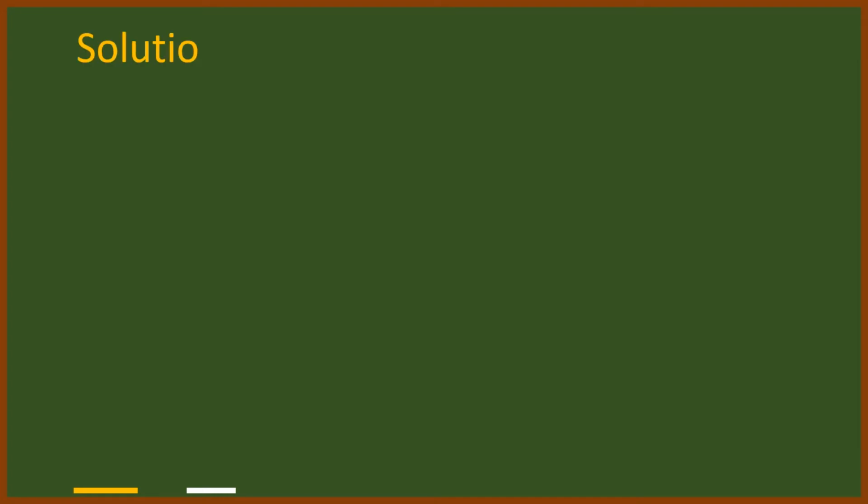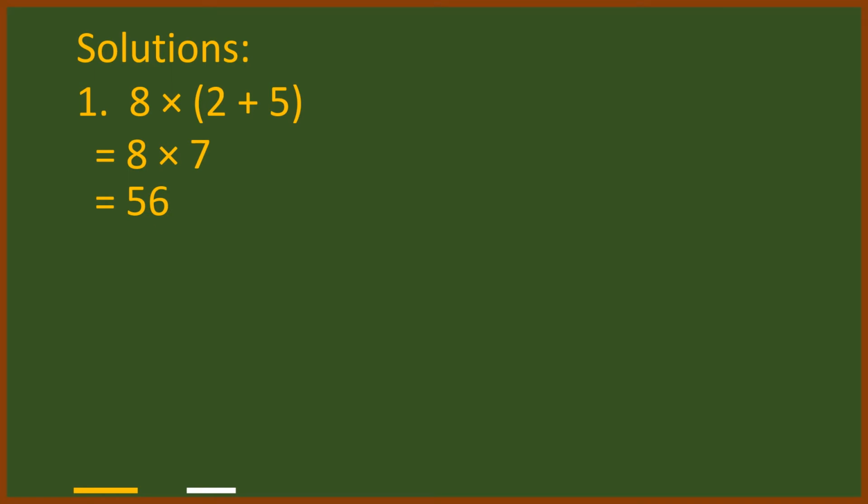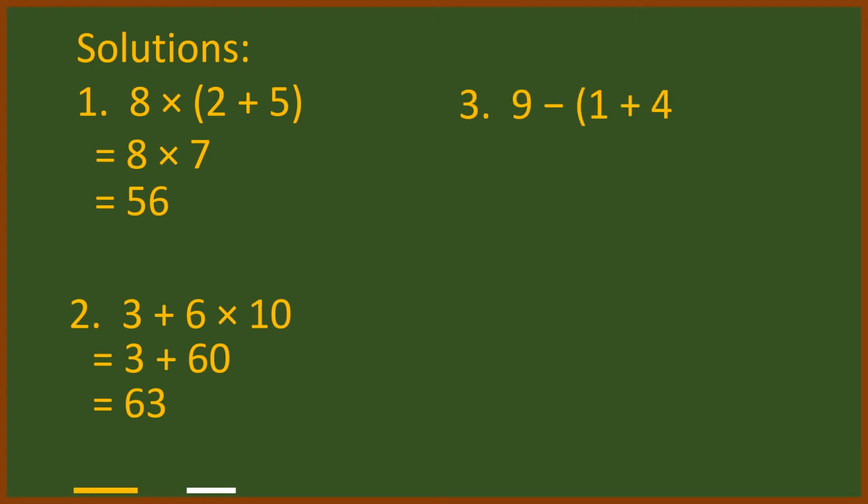Number 1, 8 times the quantity of 2 plus 5. It's equal to 8 times 7, which is 56. Number 2, 3 plus 6 times 10. It's equal to 3 plus 60, which is 63. Number 3, 9 minus the quantity of 1 plus 4. It's equal to 9 minus 5, which is 4.